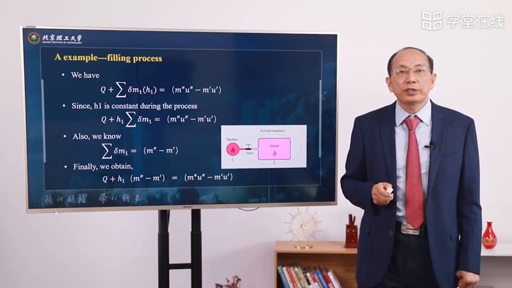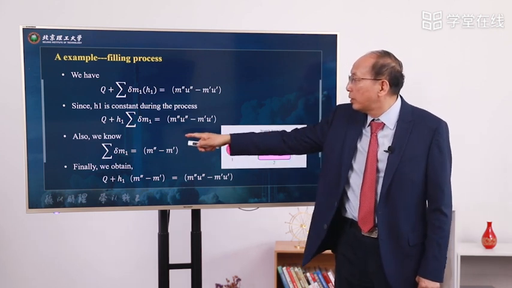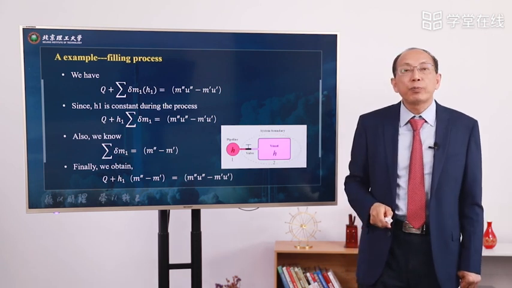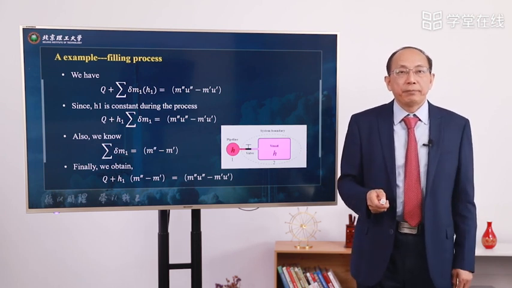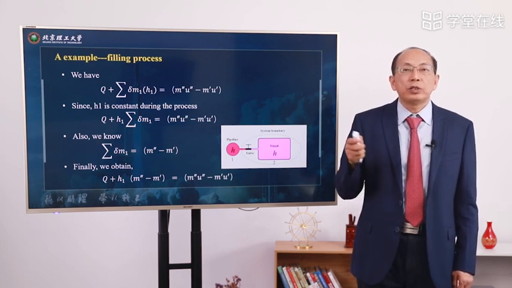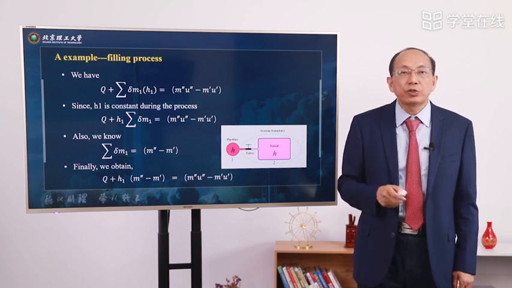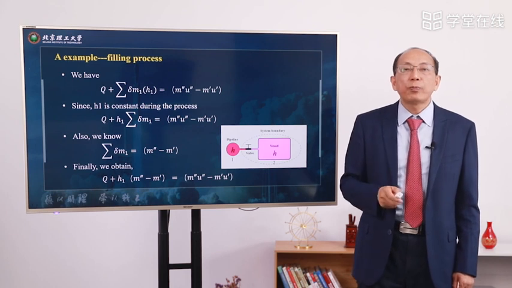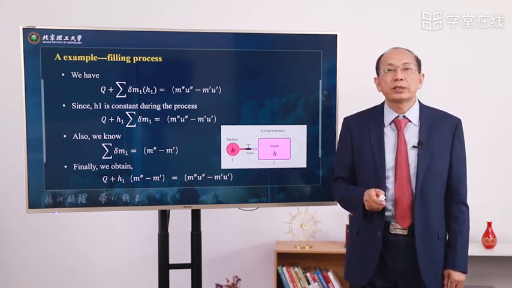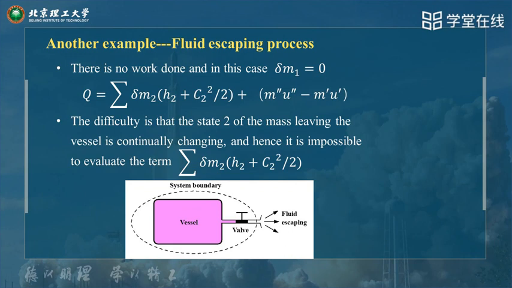If h1 is constant, it can be moved outside the sigma. So sigma delta m1 is just m2' minus m', the mass change. Finally, we obtain: Q, the total thermal energy going into the system from outside, plus h1 times the mass change, equals the energy change in the bottle, which is m2' times u2' minus m' times u'.